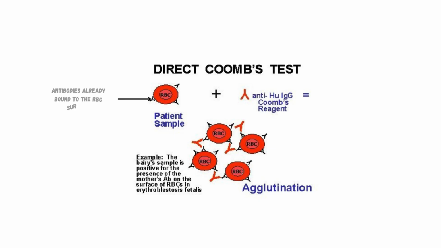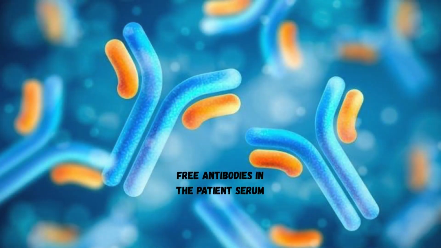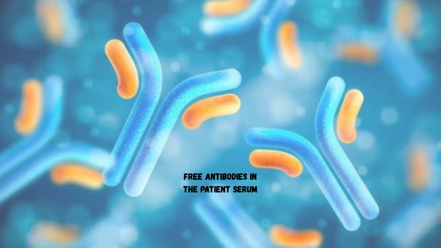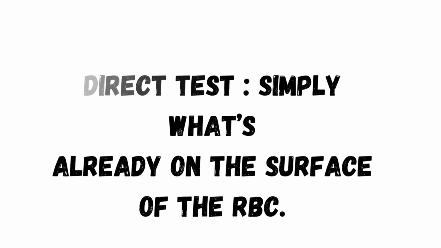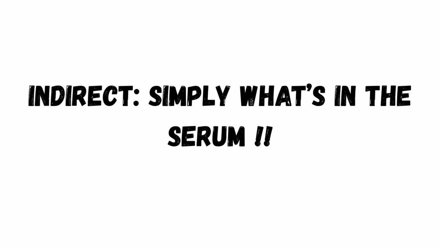Let's quickly summarize the key points. Direct Coombs test detects antibodies or complement already bound to red blood cells. Indirect Coombs test detects antibodies floating freely in the serum. Coombs reagent is produced by injecting human antibodies into animals, then collecting anti-human antibodies from them, and finally purifying them. Want to remember it easily? Think of the direct test as checking what's already on the red cells, and the indirect test as checking what's in the serum.